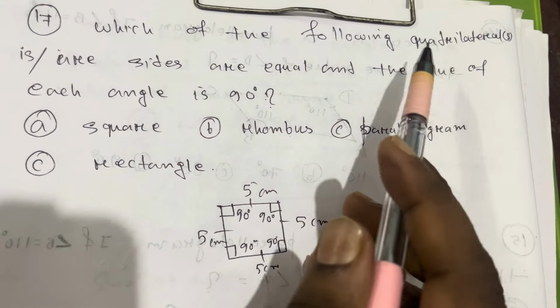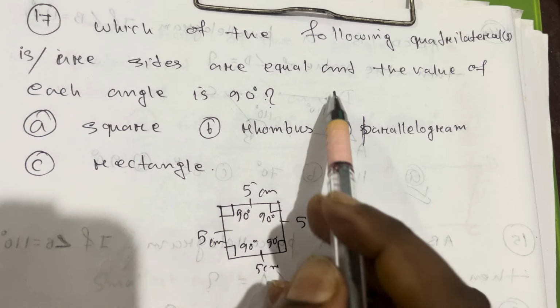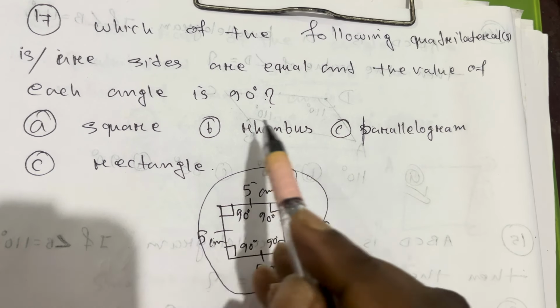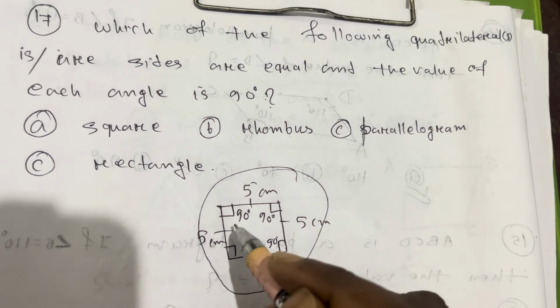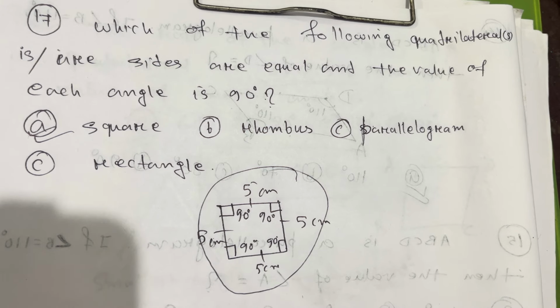So which of the following quadrilaterals has all sides equal and each angle 90? Square has all sides the same, and the value of each angle of a square is 90. So option A is correct. Okay, very simple. Square means all sides are the same, and the value of each angle of a square is 90. Okay, so remember this.